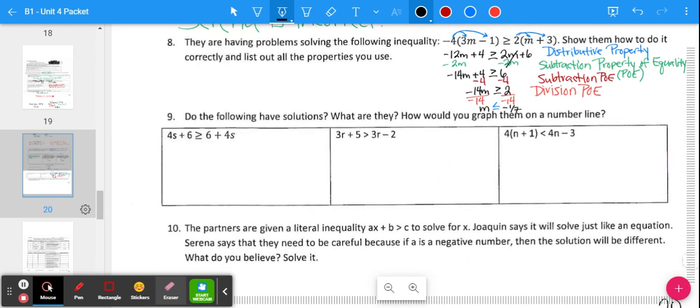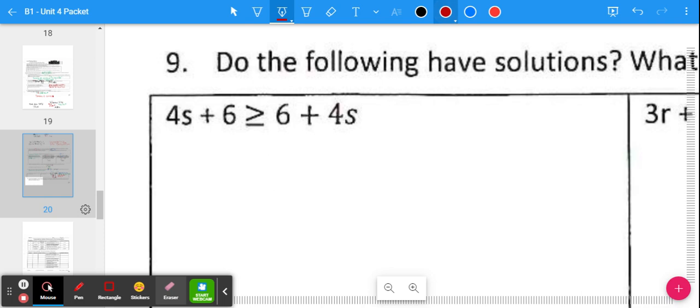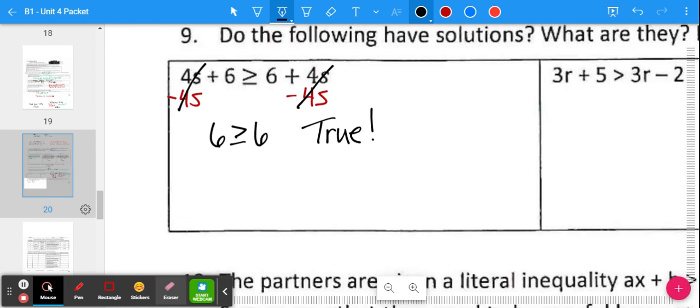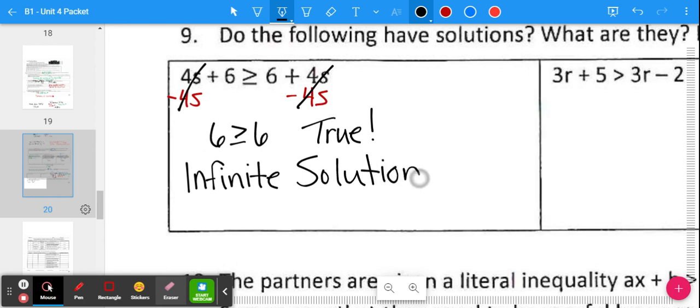So for the next ones, for each of these, we are finding the solution and telling what they are, and then describing how we would graph it on a number line. So this first one, we want to get all of our s's on the same side, this crosses out, this crosses out, and we end up with 6 is greater than or equal to 6. Because that is a true statement, the answer to this is infinite solutions, or all real numbers.